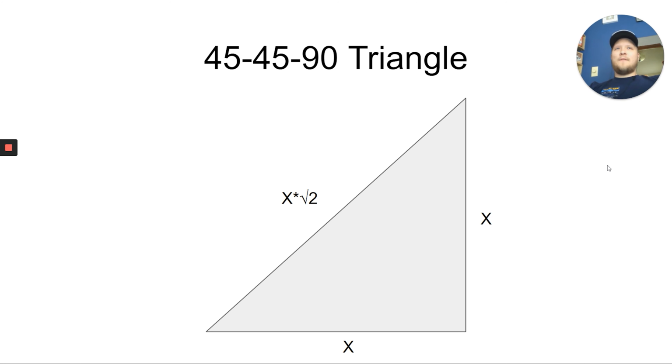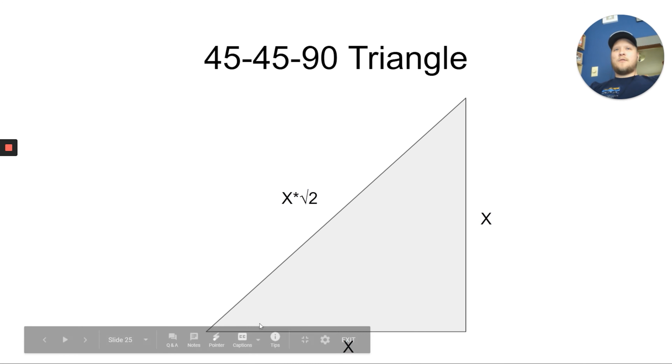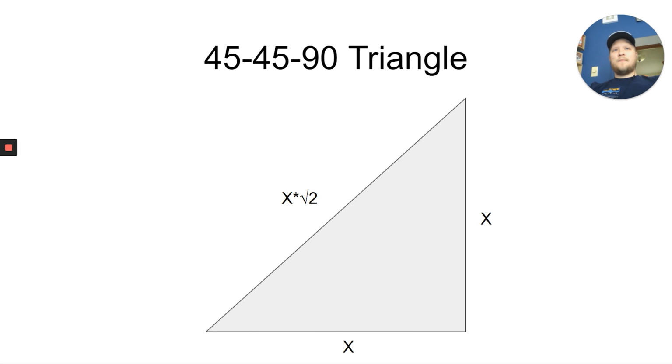For a 45-45-90 triangle, it's even easier. Because those are 45 degrees, we know that the two legs have to be equal to each other, so they're both equal to x. Then the hypotenuse is always x times the square root of 2. So 30-60-90 was square root of 3, 45-45-90 is square root of 2. You can always use these rules to help speed things up, since the truss calculation process is a little tedious and long.